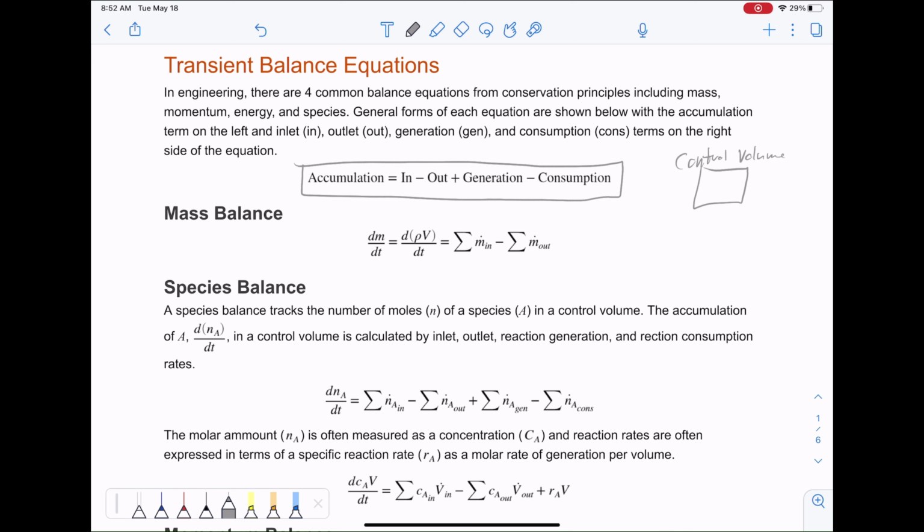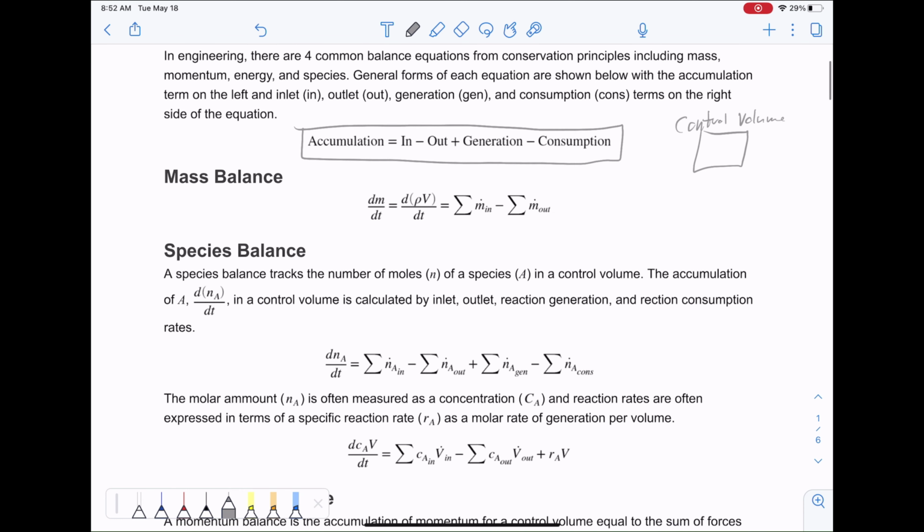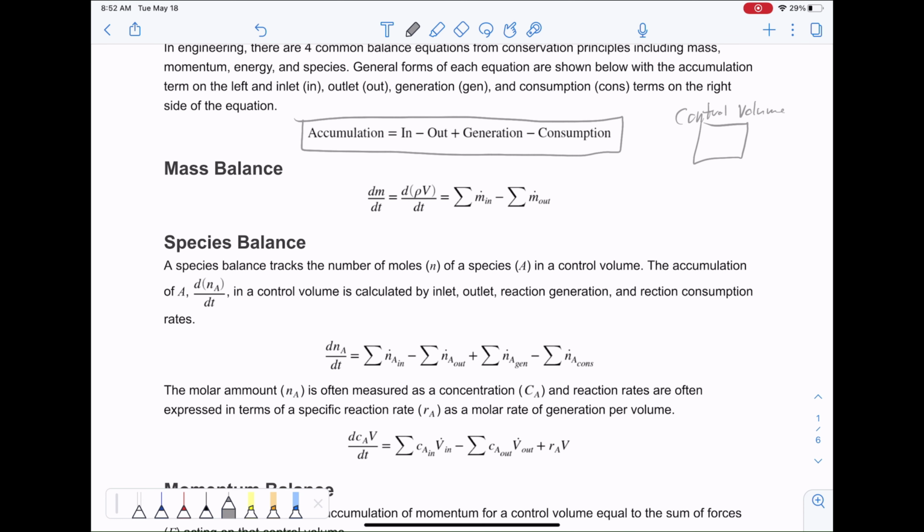So let's look at this mass balance first. Generally in mass balances, we don't worry about generation or consumption unless we're doing something fancy like nuclear. So we won't have any generation or consumption, and so we'll just have two terms. We'll have on the right our in and our out.